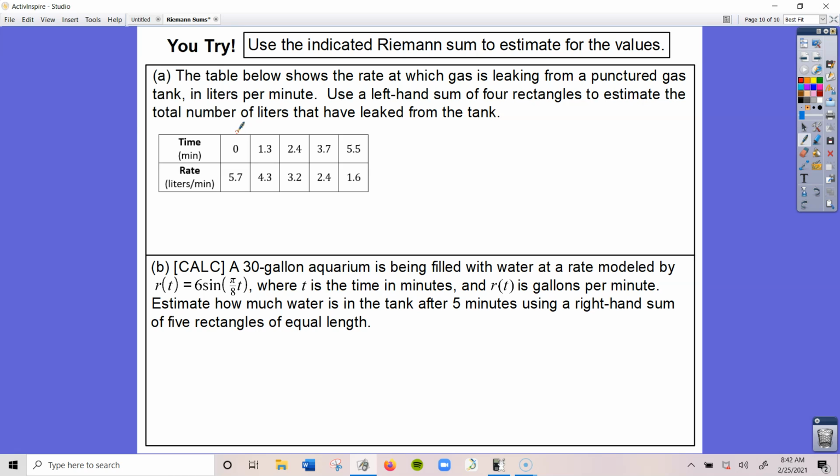How should we divide this? We're using a left-hand sum. It doesn't tell us by how many subintervals, so we're just going to use every single one. So we're going to use 4 intervals. So we're going to integrate from 0 to 5.5, because that is everything that is given in the table. We're going to call this R of t.